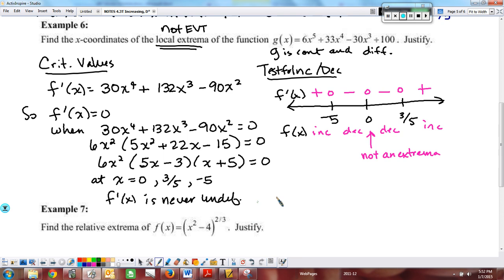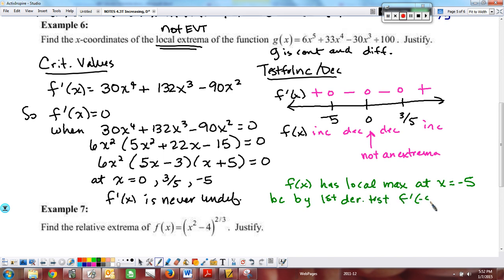But we're answering the question on extrema. And again, remember, they will not interpret your sign chart. This is for you. You now have to answer the question. You would say f of x has a local max, or relative max, doesn't matter, at x equal to negative 5, because by the first derivative test, f prime of negative 5 was equal to 0, and f prime of x switched from positive to negative.